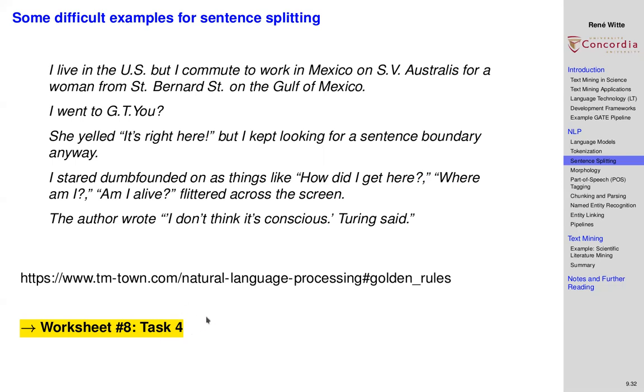Again, you can try this out, what spaCy is doing online on the next task on the worksheet, and then I'll see you back for the next part of processing.